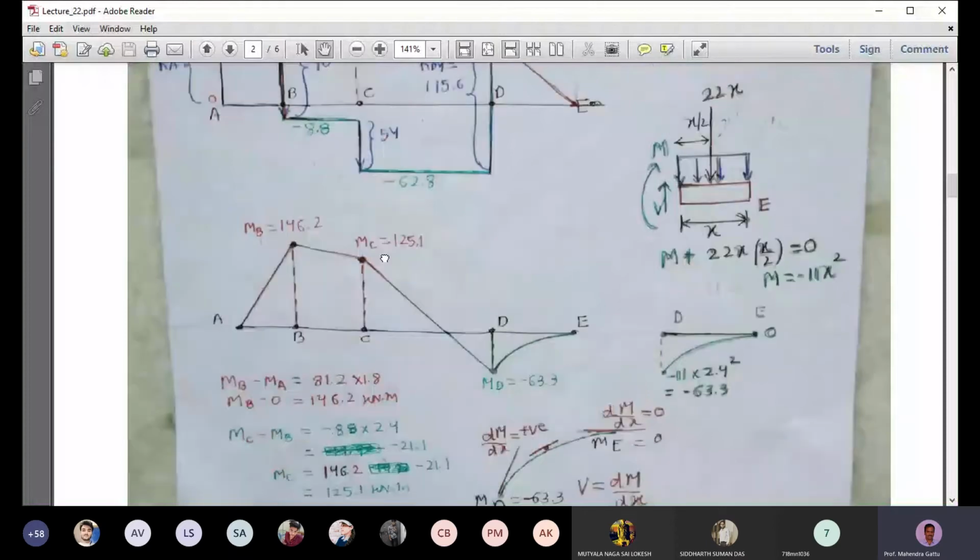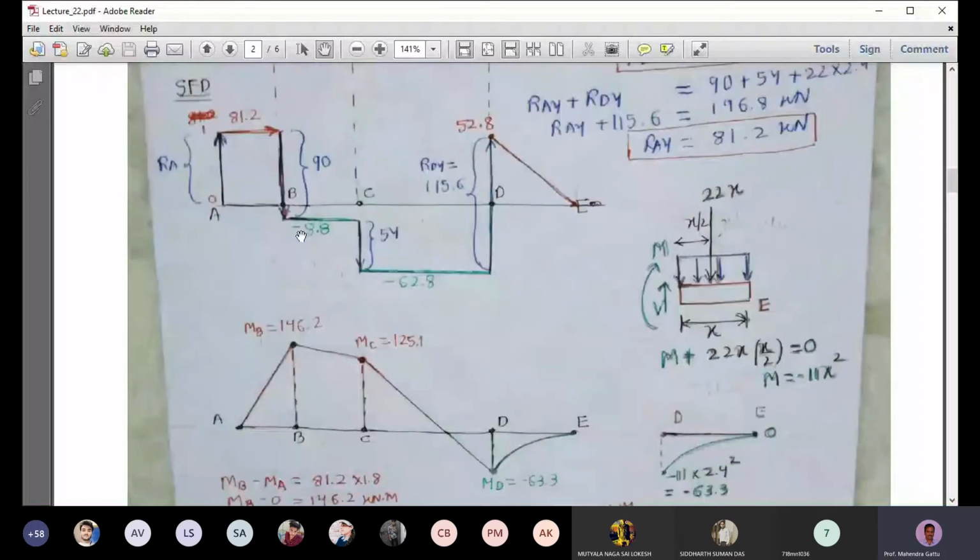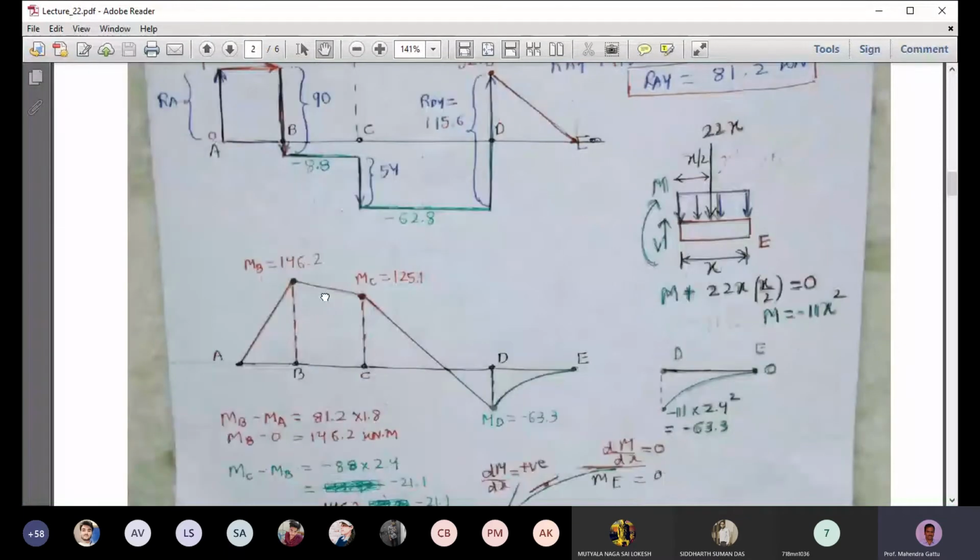So how do you join this MB and MC? Again here, V, which is dM by dx, is negative, and it is a constant value. So we have to join these 2 points by a straight line, and the straight line will have a negative slope because there is a decrease from B to C.